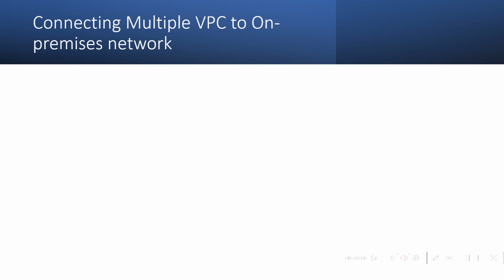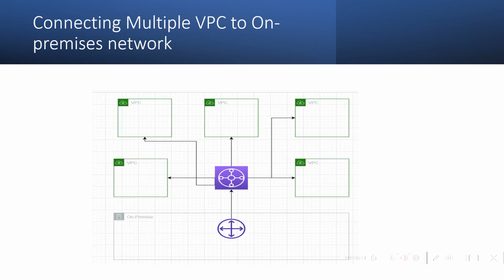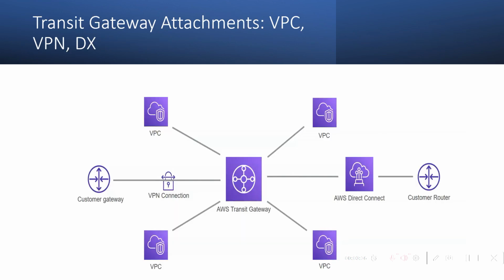Connecting multiple VPCs to an on-premises network. Here we have multiple sets of VPCs which are connected to the customer on-premises network via customer gateway and one transit gateway. Again, you can see the architecture looks quite simpler to understand. Here we are using transit gateway to connect the multiple VPCs as well as the on-premises customer network using the VPN connection, and also connecting to one more on-premises network using AWS Direct Connect.